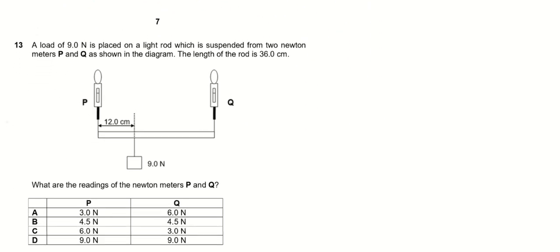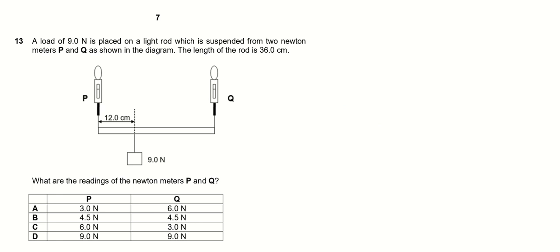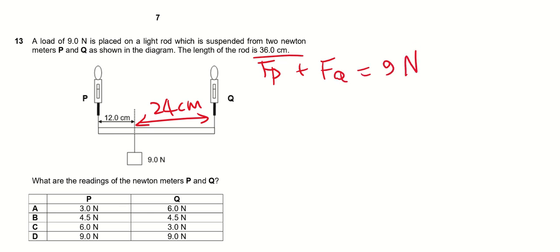Okay, question 13. A load of 9 Newton is placed. Length of the rod is 36 cm. So from here to here is 24 cm. What are the readings? Okay, so this is 9 Newton. That means FP plus FQ must be equal to 9 Newton because it is suspended, right? It is not moving. So the resultant force F net must be 0. Downward force is 9 Newton. So FP and FQ, you add them up, must be equal to 9 Newton.